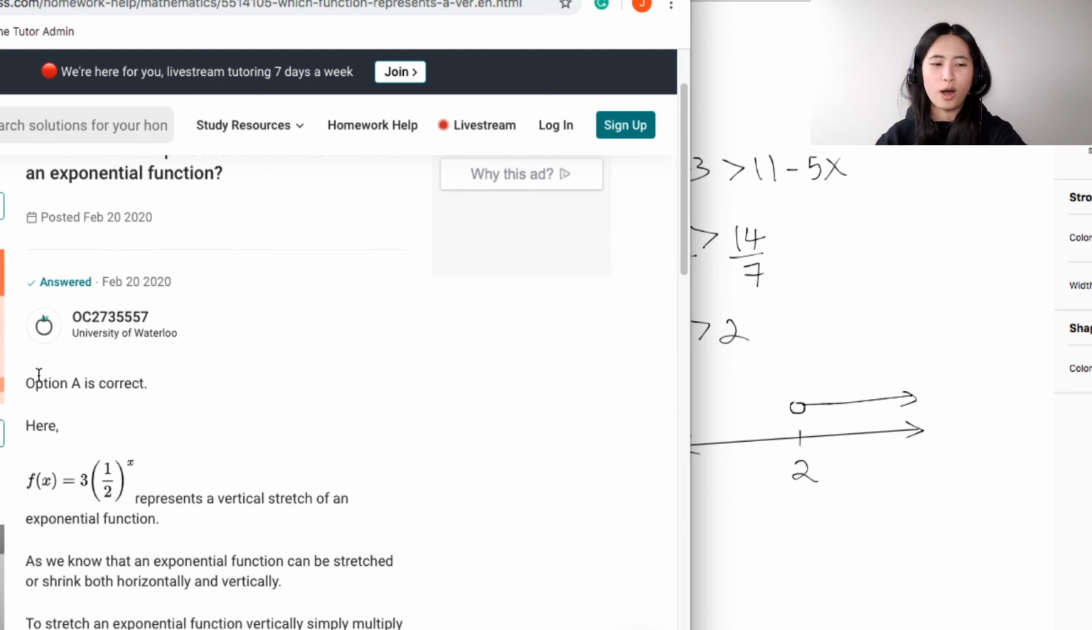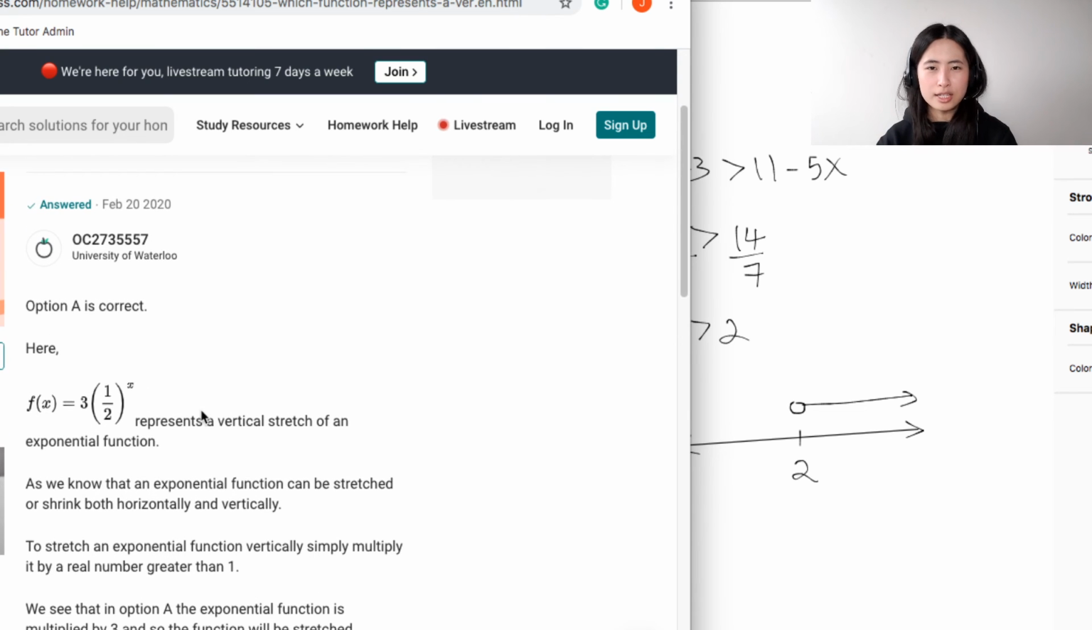So when they say option A, just forget about all of our options, because they're laying out their solution in here. If we have f of x equal to 3 times 1 over 2 to the x, anytime you have an exponential function, you're going to have a factor. So your factor is going to be 3 over here. It just so happened that we have a vertical stretch of 3, and then you have this 1 over 2, which is essentially your base.